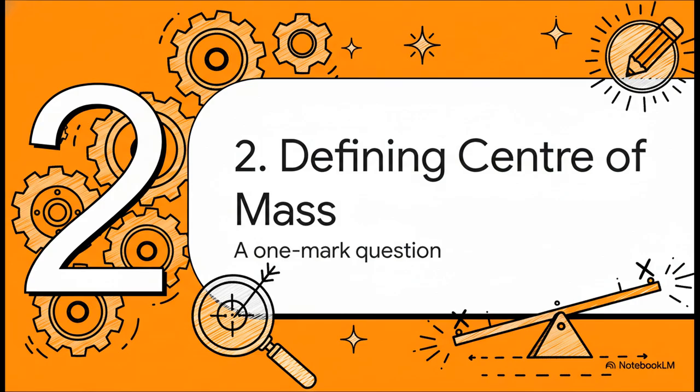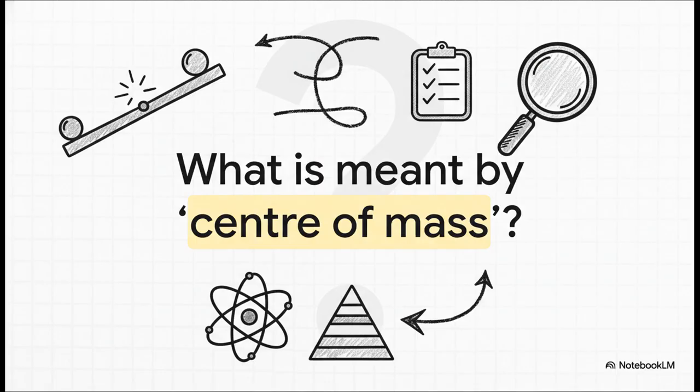Now, on the surface, it looks like a simple one-mark definition. But trust me, these are exactly the kinds of questions where every single word matters. Get a bit fuzzy with your phrasing, and that one mark can just disappear. Here's the question itself. What is meant by centre of mass? So before I show you the answer, just take a second. How would you put it into words? What are the key ideas, the key phrases you think an examiner is scanning for?